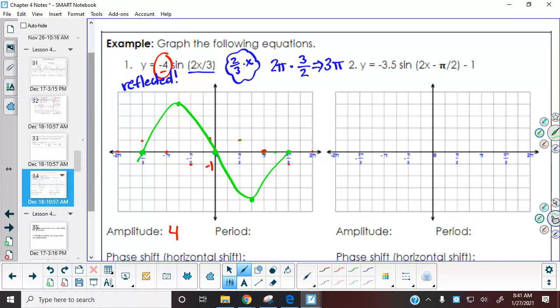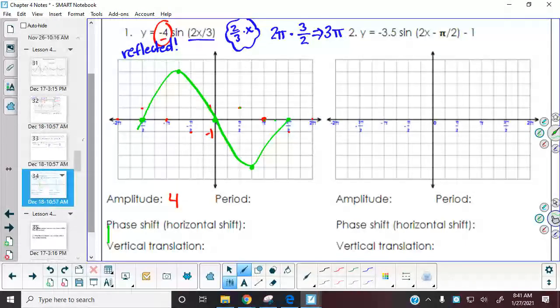We've already figured out that the period is 3 pi, so we can bring this down. The phase shift, in other words the horizontal shift: we haven't shifted left or right any, so this is none. And the vertical translation, we haven't talked about either one of those yet, so that is also none.